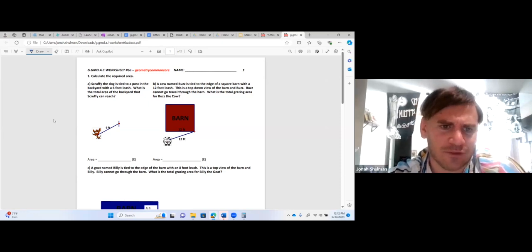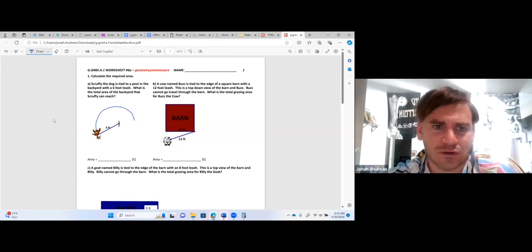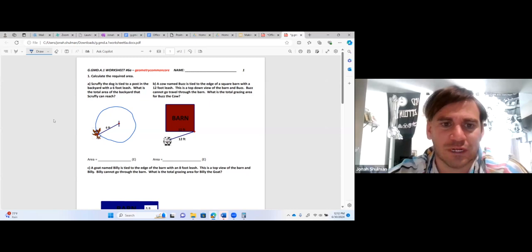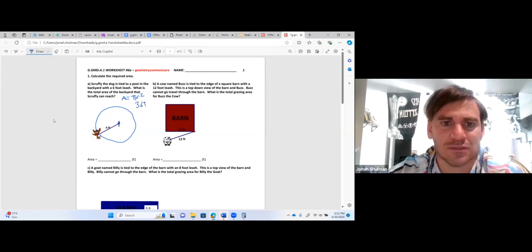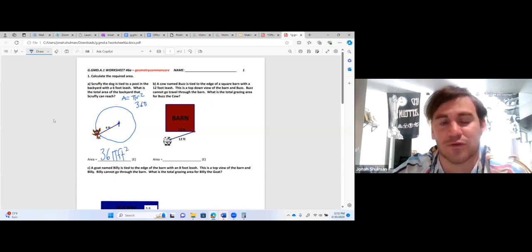So what is the area for this one? So he can go around in a circle. There's my good friend Scruffy. So the radius is 6. Area of a circle is pi r squared. So this is 6 squared times pi, so it's 36 pi. And it's feet, so it's 36 pi feet squared. That's the first one.